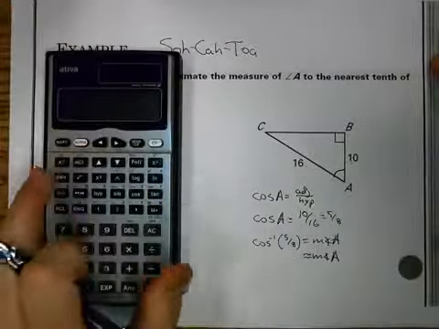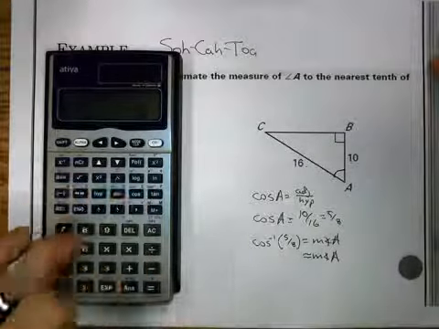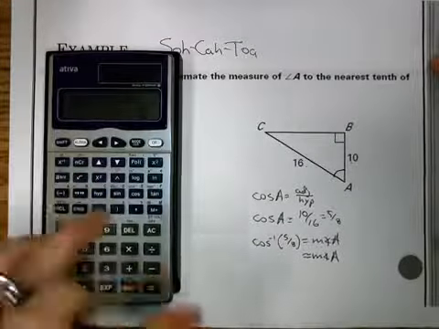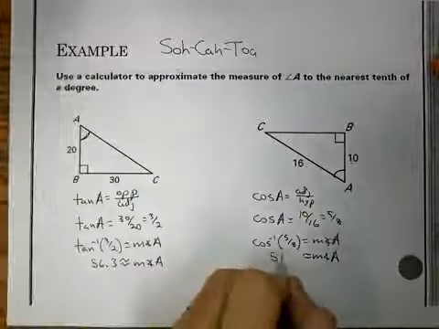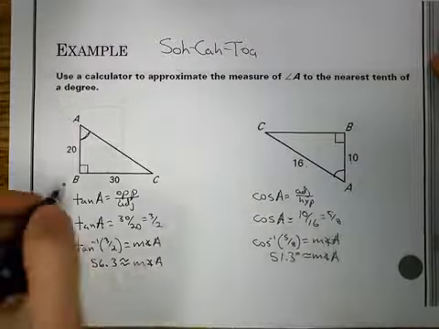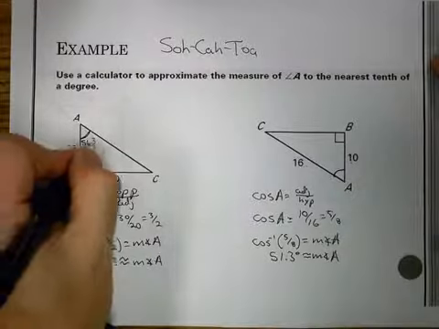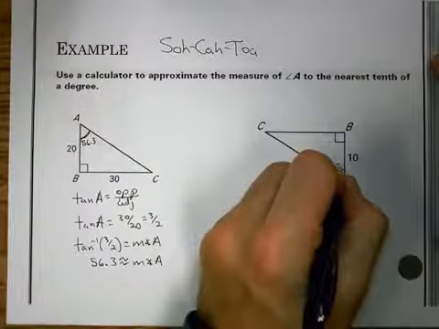Let's see what we get here. I get it's about 51.3 degrees. So 56.3 and 51.3.